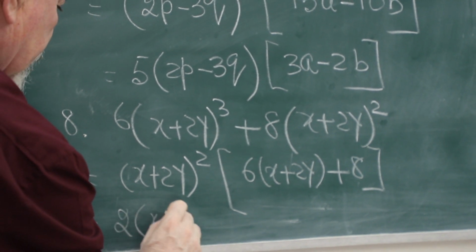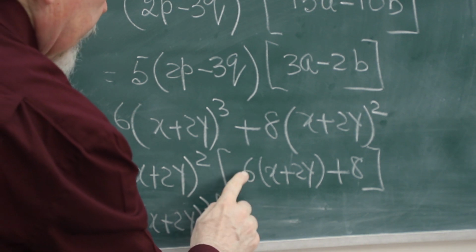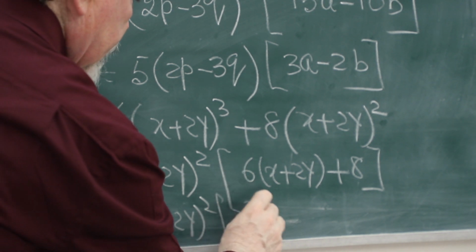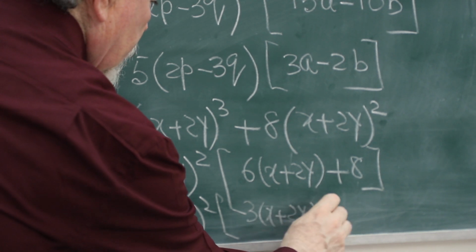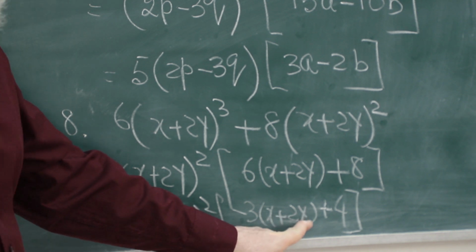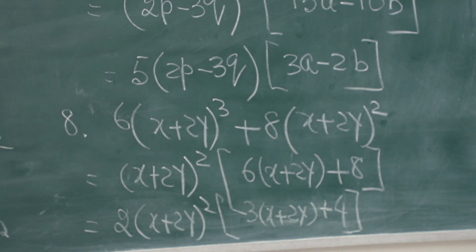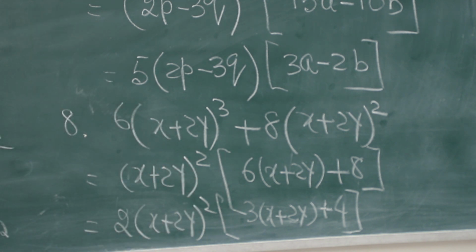So when I take out 2 common, what will be left? 2 into x plus 2y to the power 2. And when you've taken out 2 common, it will be 3 into x plus 2y plus 4. You can open this bracket, 3x plus 6y plus 4, that you can do also, and this is the complete factorization of this. Now let us go to question number 9.